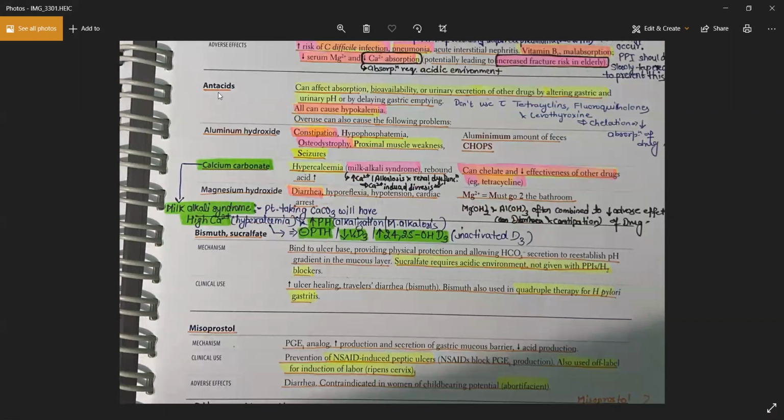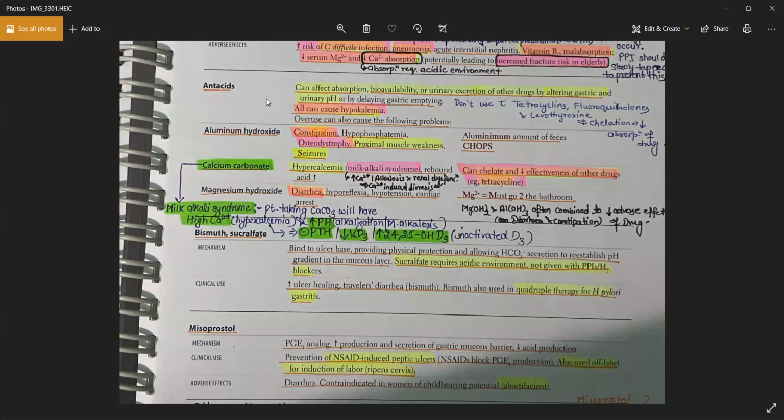Okay, now comes the antacids. Antacids will also be increasing the gastric pH, so they can affect the absorption again, and the bioavailability of the drugs and the urinary excretion of the drugs by altering the gastric pH and the urinary pH also, right? And they all can cause hypokalemia. This is an important thing. Okay, and the antacids include aluminum hydroxide, calcium carbonate, and magnesium hydroxide. So two hydroxides and one carbonate. Aluminum hydroxide, magnesium hydroxide, and calcium carbonate, these are the antacids.